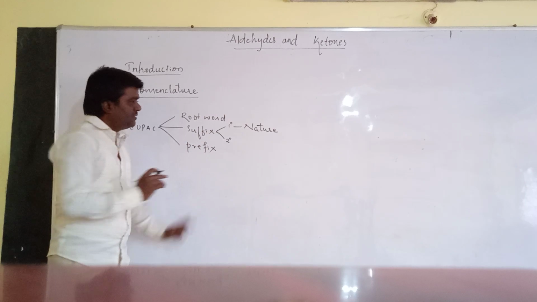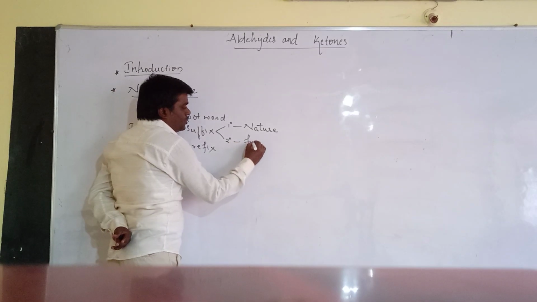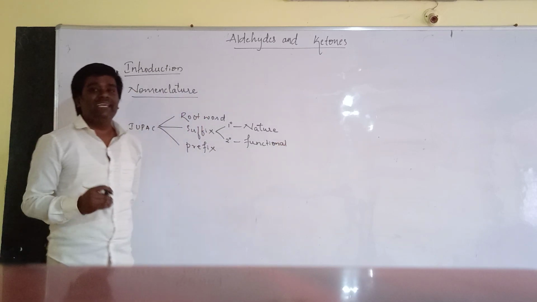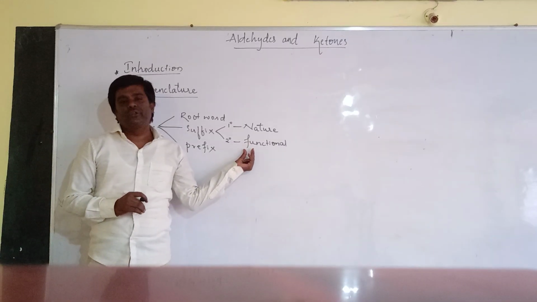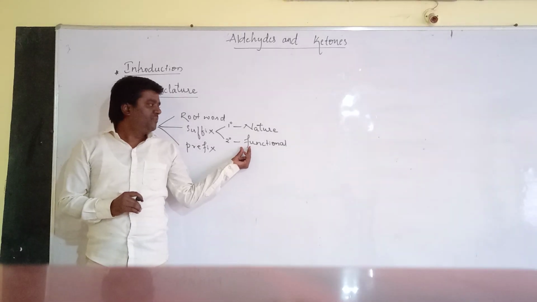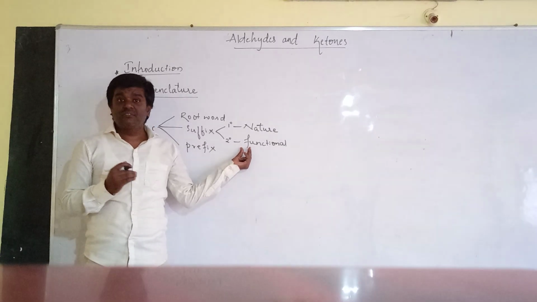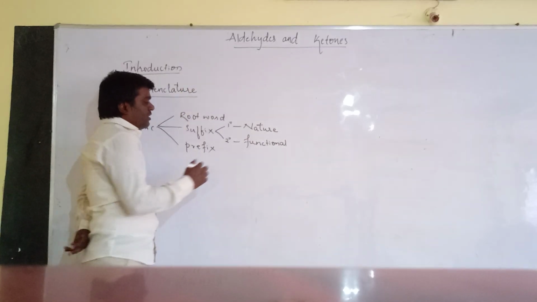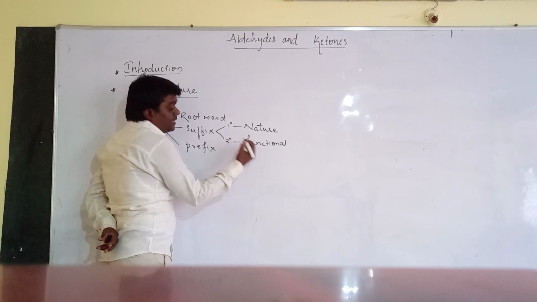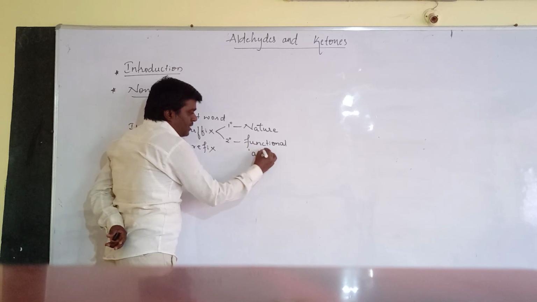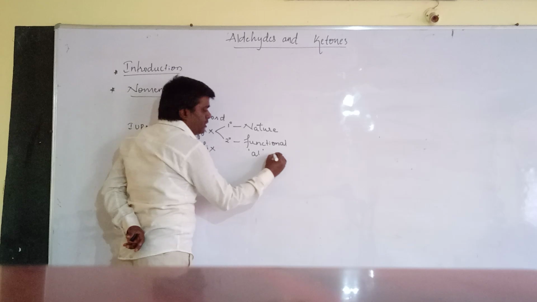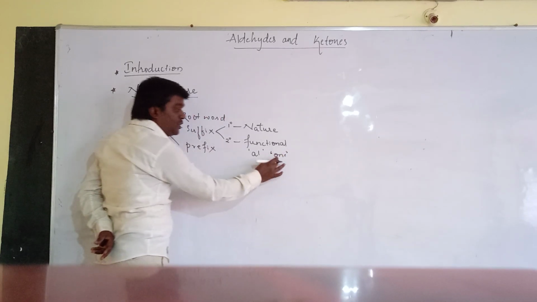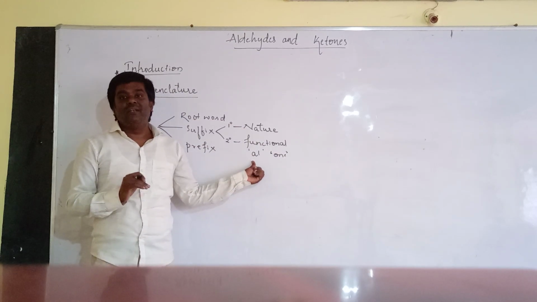The secondary suffix indicates the functional group present in the organic compound. Based on the different functional groups, different secondary suffixes will be given. Consider our topic, aldehydes and ketones. For aldehydes, we use the secondary suffix AL, and for ketones, we use ONE. This ONE is for the ketones and AL is for the aldehydes.